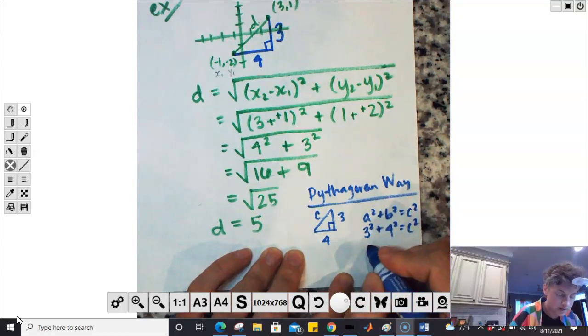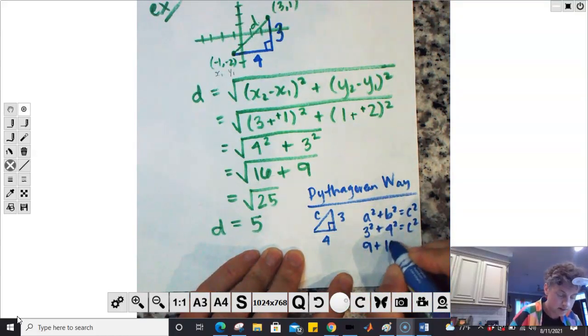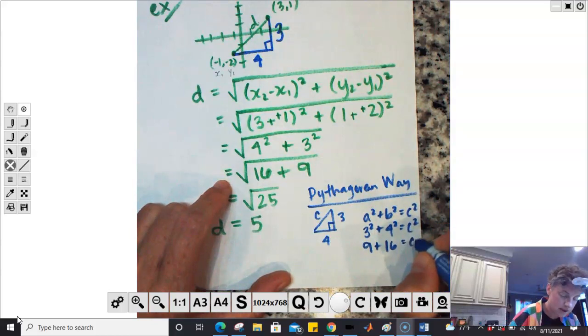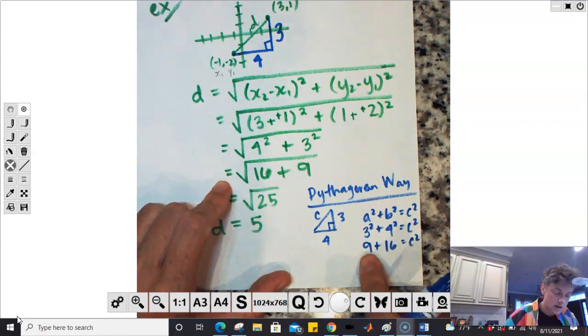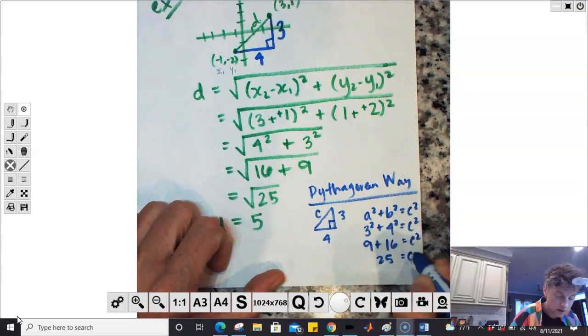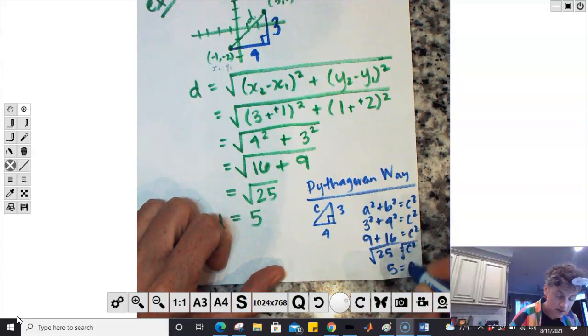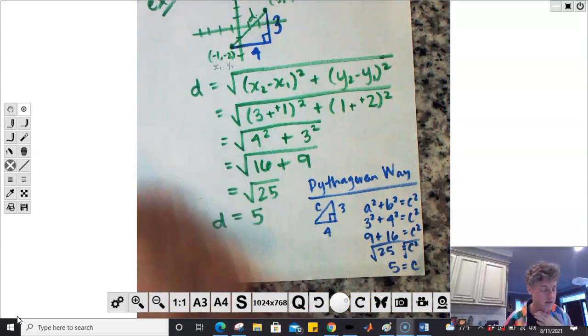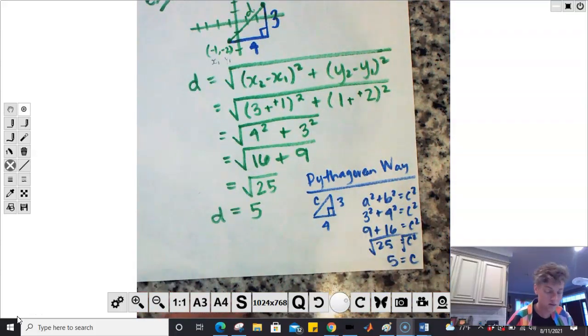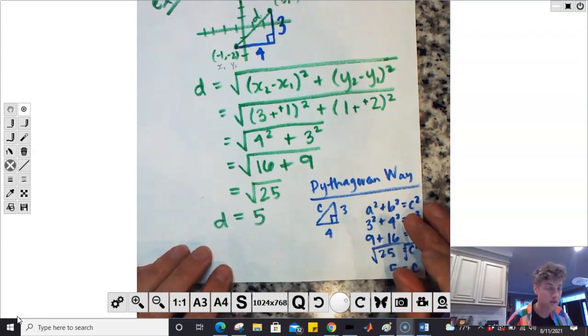3 squared is 9, 4 squared is 16. Hey, look at that right there. Oh, yep. C squared. 9 plus 16 is 25, is c squared, and then we square root both sides to get 5. The distance, aka the hypotenuse of the right triangle, is 5.